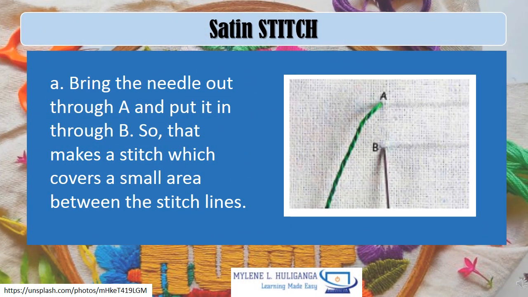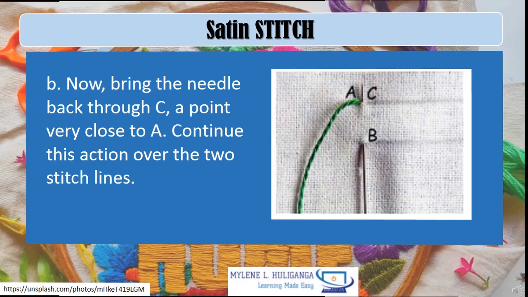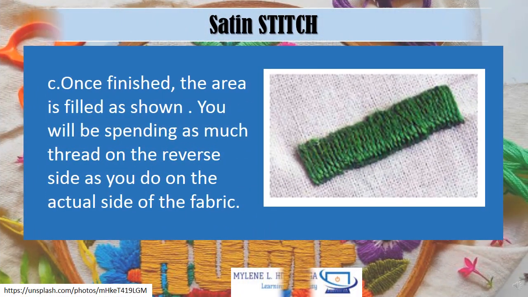Satin stitch. Bring the needle out through A and put it in through B, so that it makes a stitch which covers a small area between the stitch lines. Now bring the needle back through C, a point very close to A. Continue this action over the 2 stitch lines. Once finished, the area is filled as shown. You will be spending as much thread on the reverse side as you do on the actual side of the fabric.